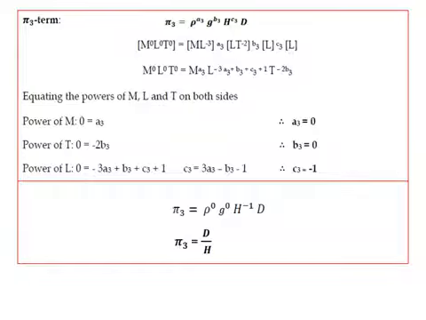So equating the powers for a3, it has to be 0. Equating the powers for t, it has to be 0, so that's why it is 0, and this has to be minus 1 because it should be a ratio, which is a dimensionless term. So equating the power for L, that is minus 3a3 plus b3 plus c3 plus 1 should be equal to 0. Since a3 is 0 and b3 is 0, c3 should be minus 1. So pi 3 should be d by h.